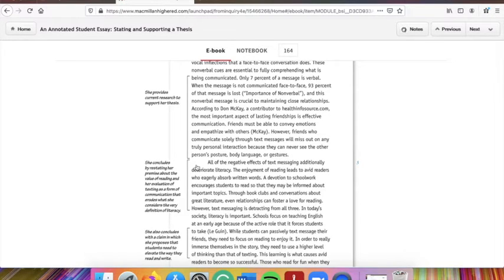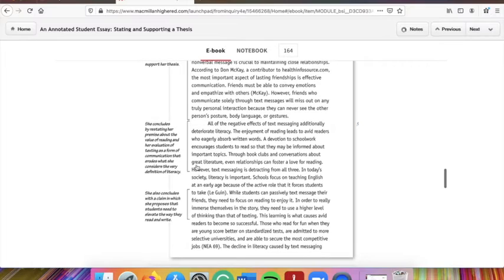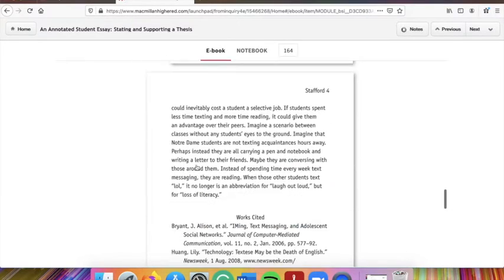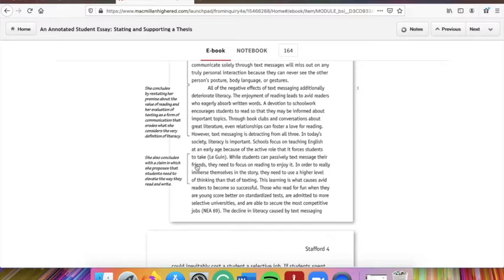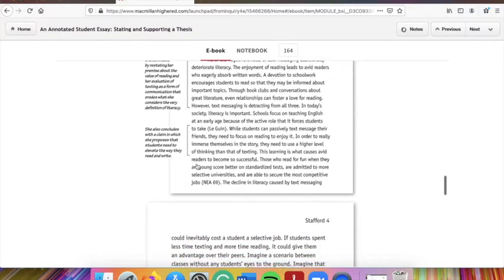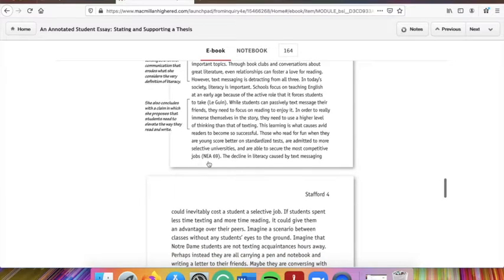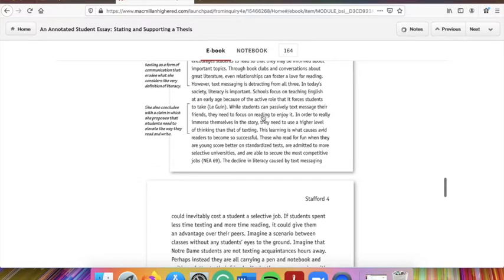Then she concludes by restating her premise about the value of reading and her evaluation of texting as a form of communication that erodes what she considers the very definition of literacy. So this would be her conclusion here, that all the negative effects of text messaging additionally deteriorate literacy, the enjoyment of reading, which leads to avid readers who eagerly absorb written words. So this would be a great little conclusion where she concludes with a claim which she proposed, that students need to evaluate the way that they read and write. While students can passively text message their friends, they need to focus on reading to enjoy it. In order to really immerse themselves in the story, they need to use a higher level of thinking than that of texting.